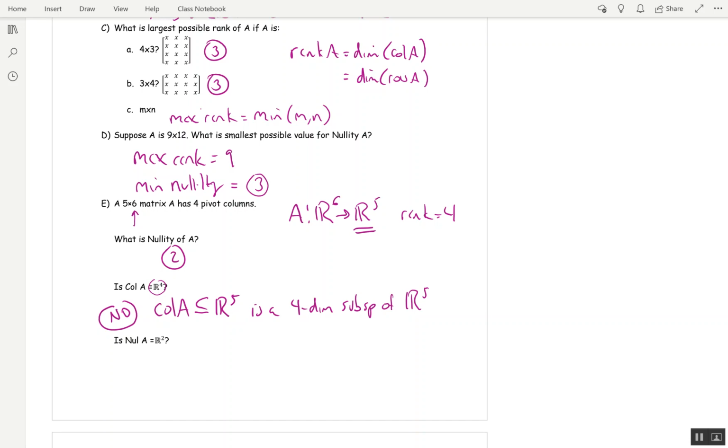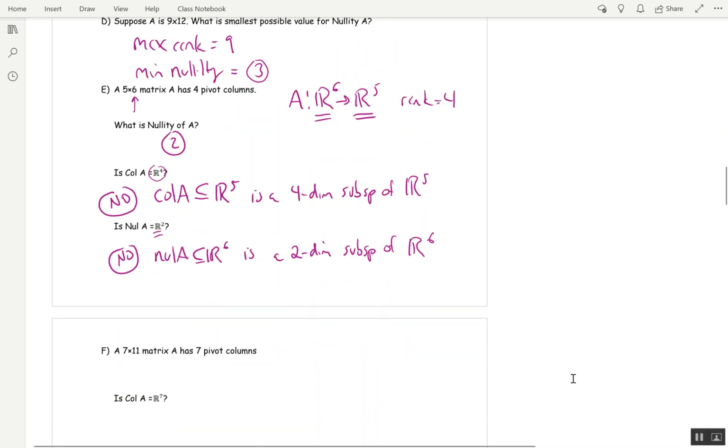Okay, is null A R2? Well, you have to know where null A lives to answer this question. We know the dimension of null A is 2 because that's the nullity, but the null space lives over here in R6. So null A is a 2-dimensional subspace of R6. So the answer is no, that couldn't possibly be R2 because R2 isn't even a subset of R6, so it couldn't be a subspace.